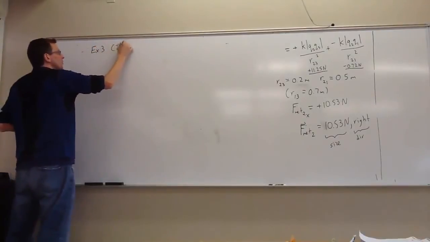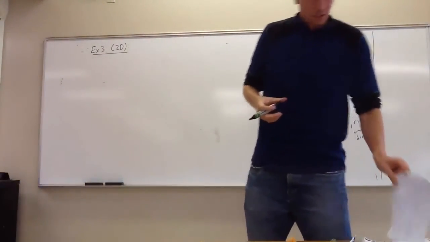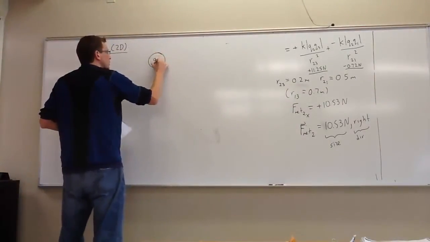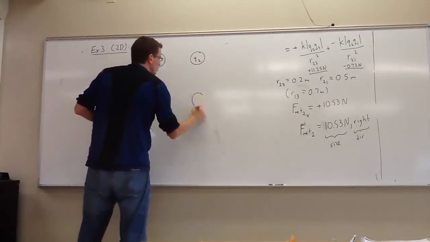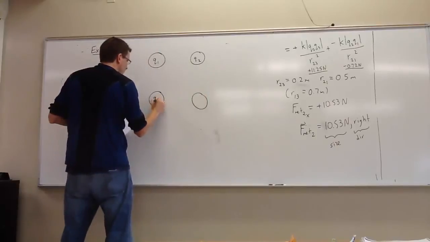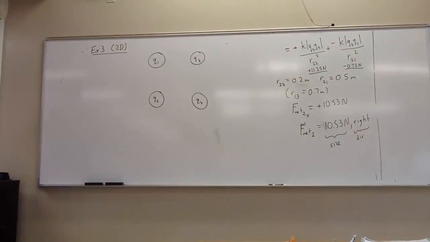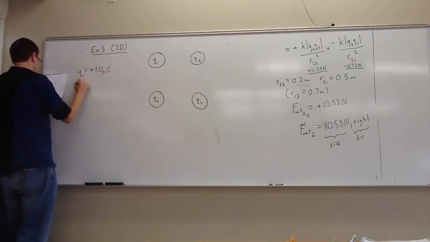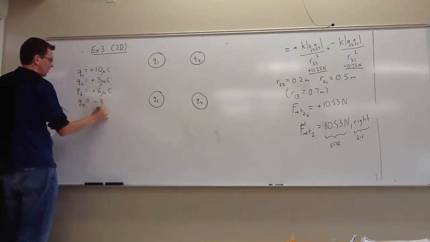So my third example is going to be 2 dimensions. Let's throw in an extra dimension. Let's throw in an extra charge. I'm going to put charge on the square. So Q1, Q2, Q3, Q4. Let me give you the numbers here. Plus 10 microcoulombs, plus 5, plus 6. And let's throw in a negative, -3.